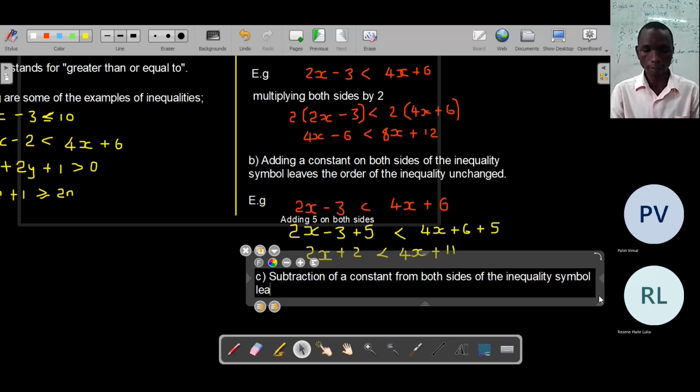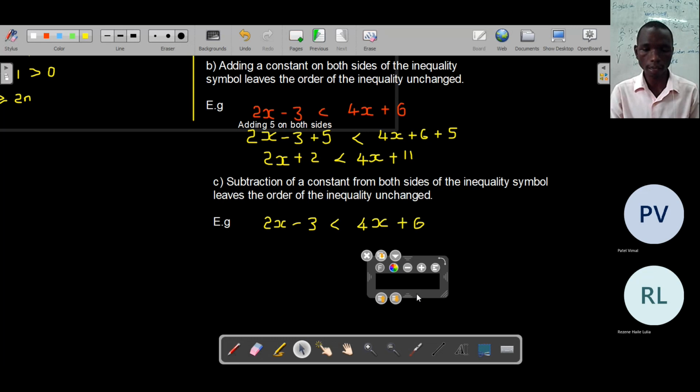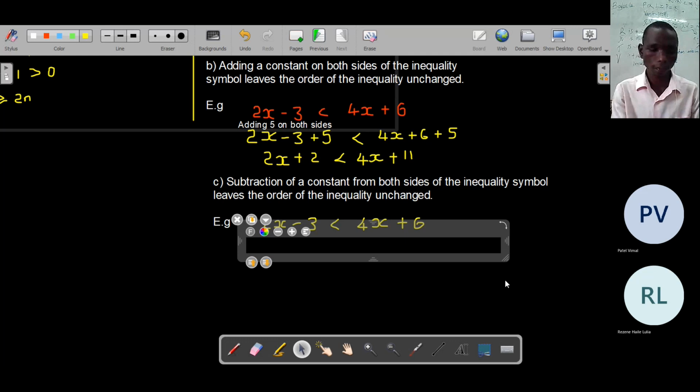Okay. Still take an example. Still that very number up there. We are still going to use that one there. Okay. So let us see. There we had used our equation, which is 2x minus 3 less than 4x plus 6. Now in this case, let us say we subtract 4 on both sides.